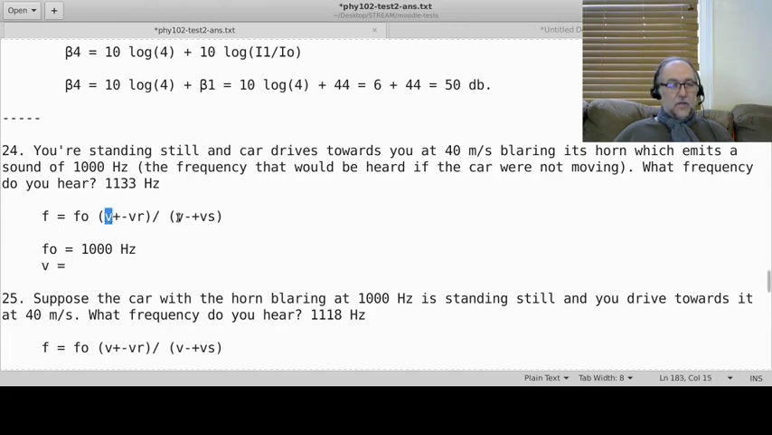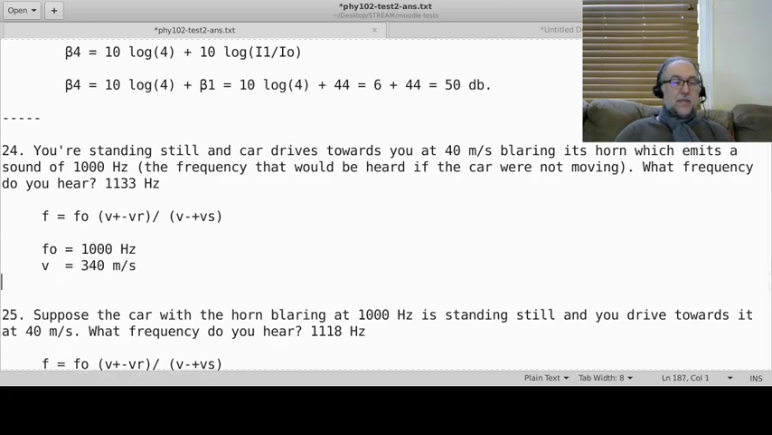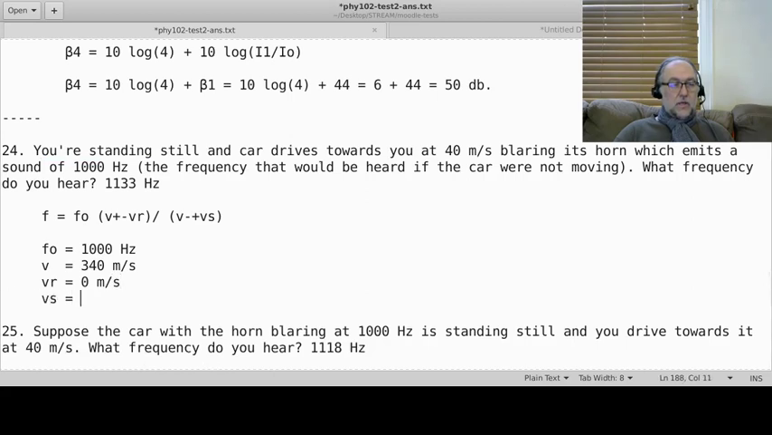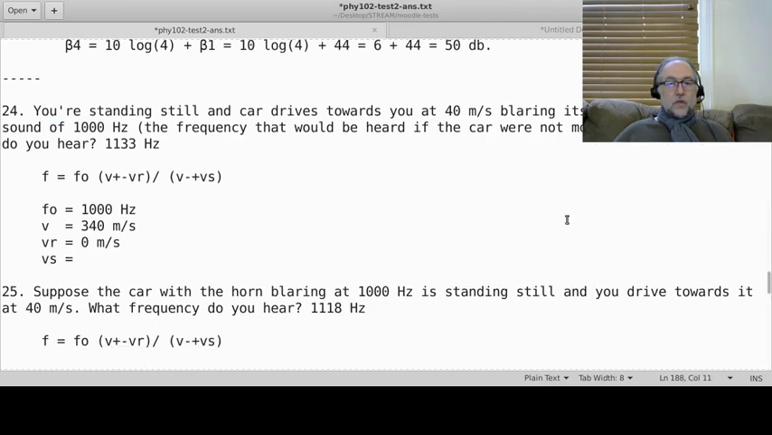Now the next one is the v by itself, and you can see there's a v right there and a v right there. That v corresponds to the speed of the waves in the medium. In this case, 340 meters per second, because it is sound. And vR is the receiver. What's vR equal to? Well, you are the receiver, and you're standing still, so that's 0. And the source, that's the car, is driving towards you at 40 meters per second.